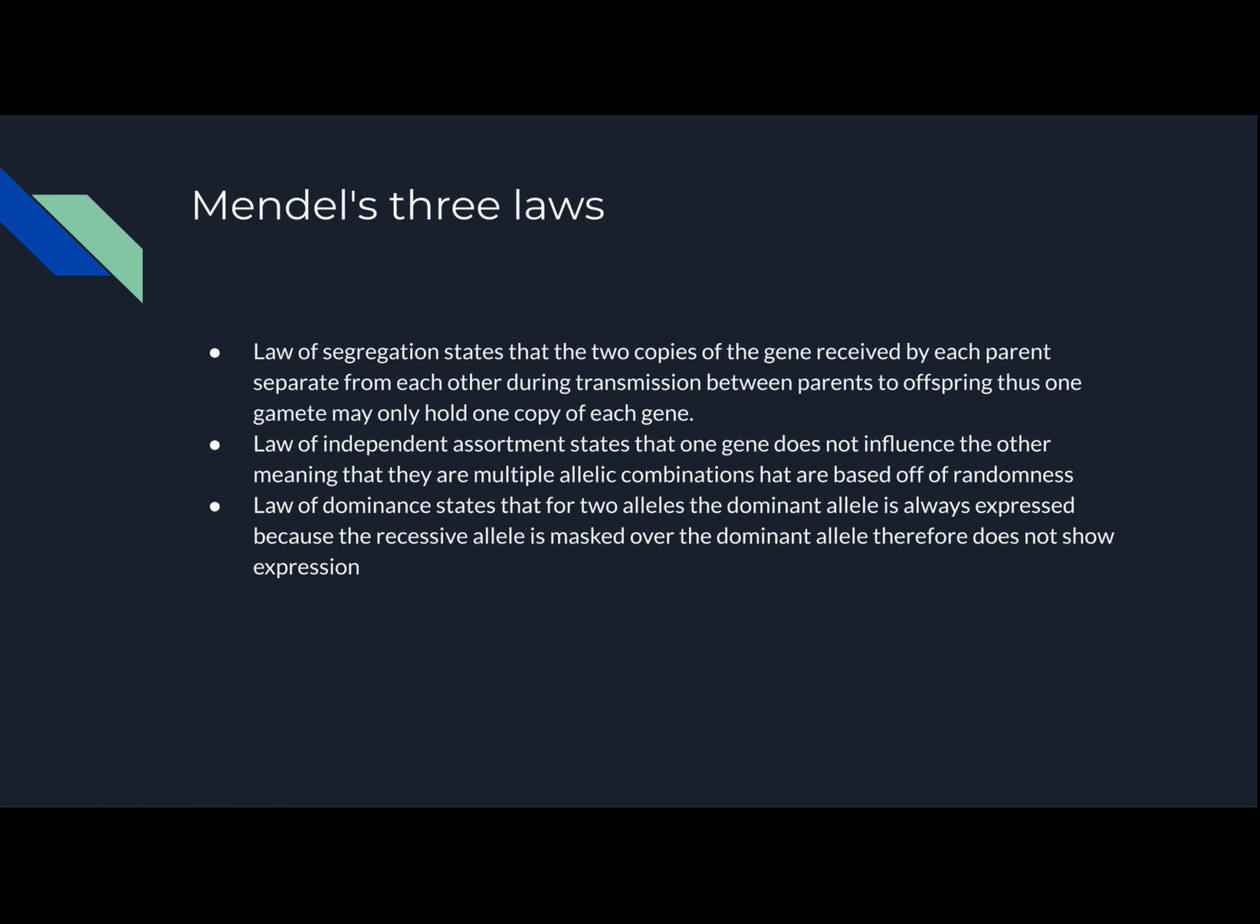The law of independent assortment states that one gene does not influence the other, meaning that there are multiple allelic combinations that are based off of randomness. When genes are being crossed, they're assorted randomly. There's no certain answer. There's just multiple combinations. And the law of dominance states that for 2 alleles, the dominant allele is always expressed because the recessive allele is masked by the dominant allele, and therefore does not show expression.